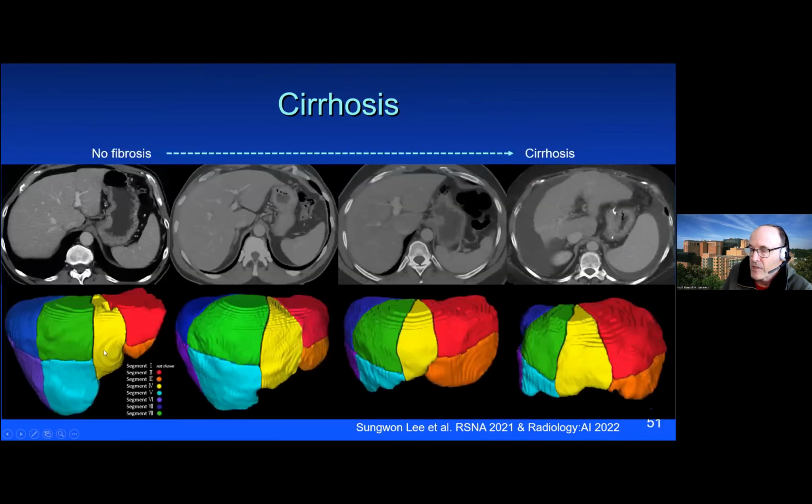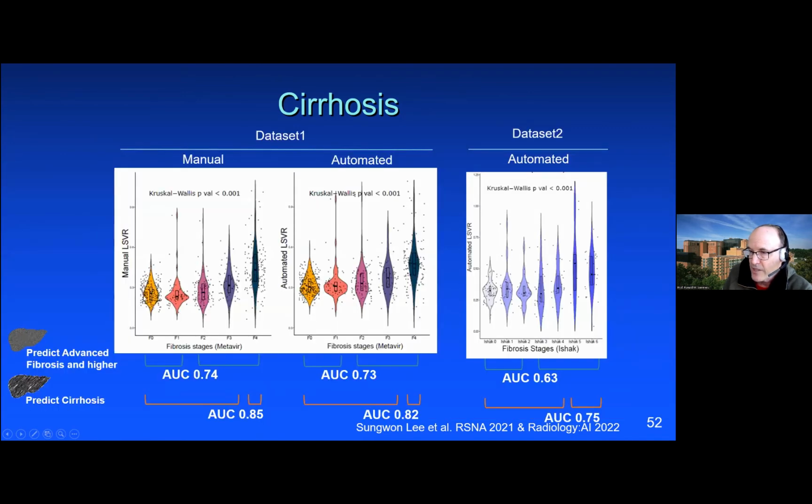And you can see as the amount of fibrosis or cirrhosis increases in a liver, these red and orange parts of the liver get bigger and bigger, going from normal to abnormal on the right. And you can see that graphically in these violin plots: the size of the left lobe of the liver increases compared to the right.